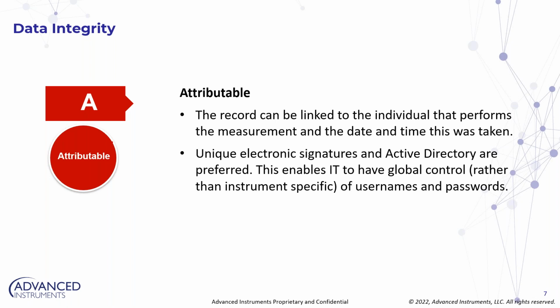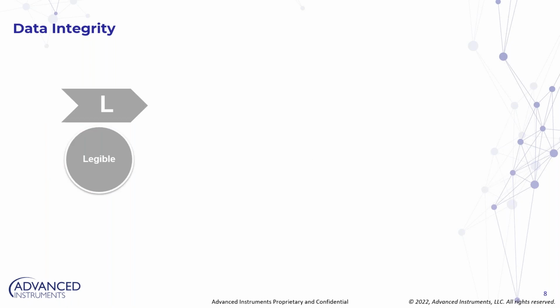So is it attributable? A unique electronic signature. If there's a review and approve process, is that associated with these data sets? Another key thing, if you have IT people on the call who'd really enjoy this, is can we easily manage who is running these tests so we can attribute it accurately? So that's another key aspect of that data integrity process. The second is legible.